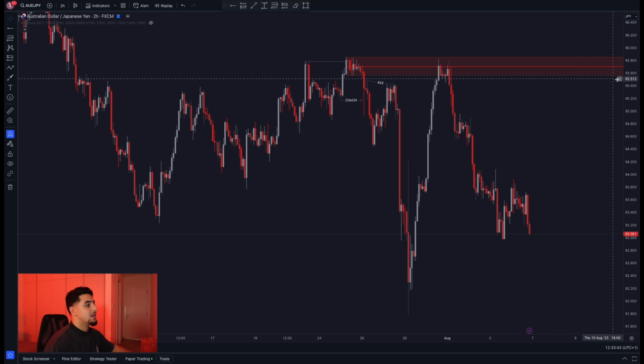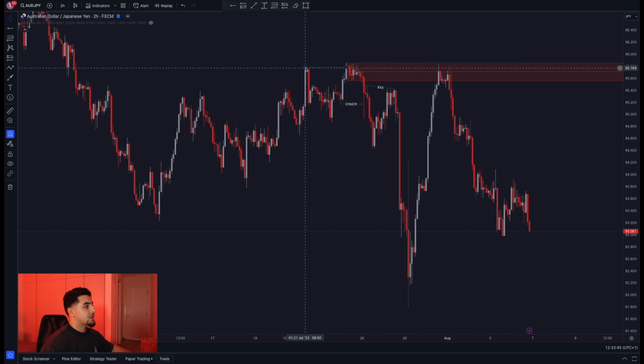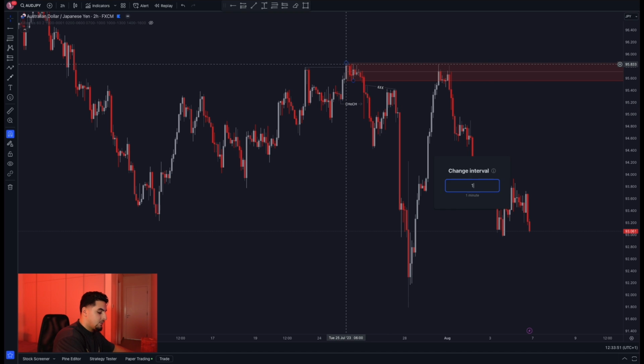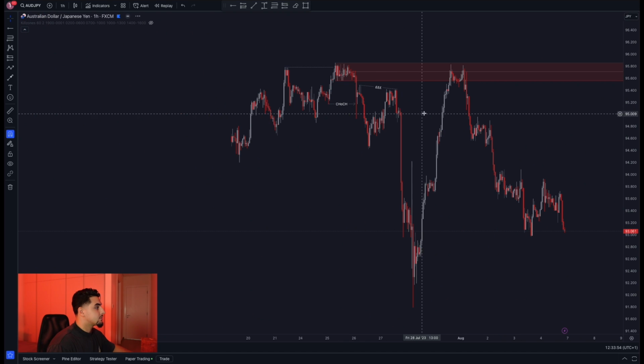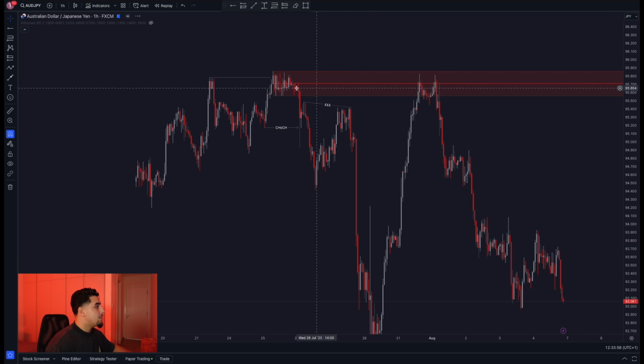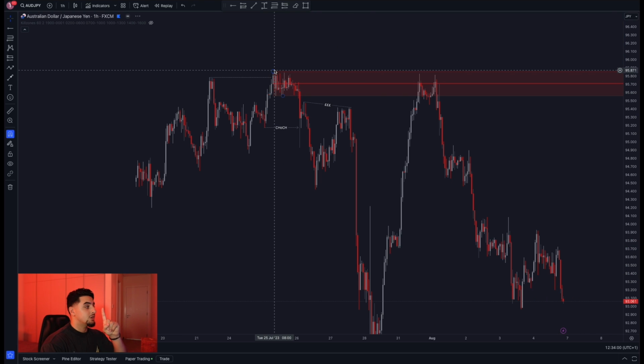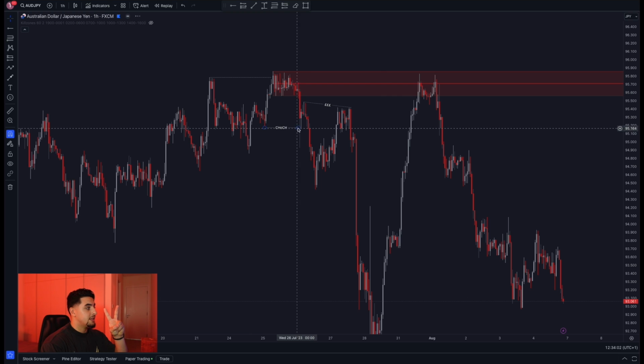Okay, so this is exactly what I was looking at. Price took out this structure, as you guys can see. Then we waited for it to break the low that formed that high. Let's break down to the 1 hour. Okay, so price took out this structure, as you guys can see. Then we waited for it to break the low that formed the high, which was right over here. That was the confirmation for the change in sentiment.